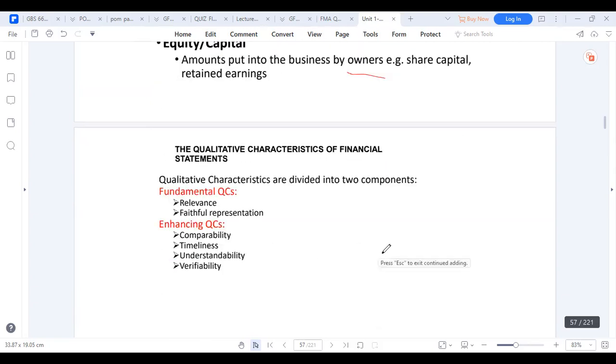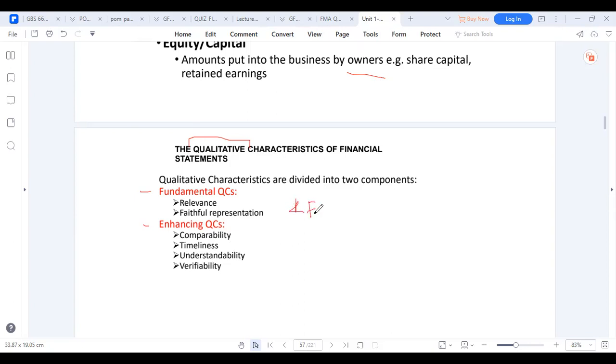So on the characteristics that we have, which we call the qualitative characteristics, we'll divide them into the fundamental and the enhancing characteristics. So under fundamental, we have characteristics that look at relevance and faithful representation. These are foundational. That's what they're called, fundamental. Then we have enhancing characteristics like comparability, timeliness, understandability, verifiability. All these are called what? Enhancing characteristics.